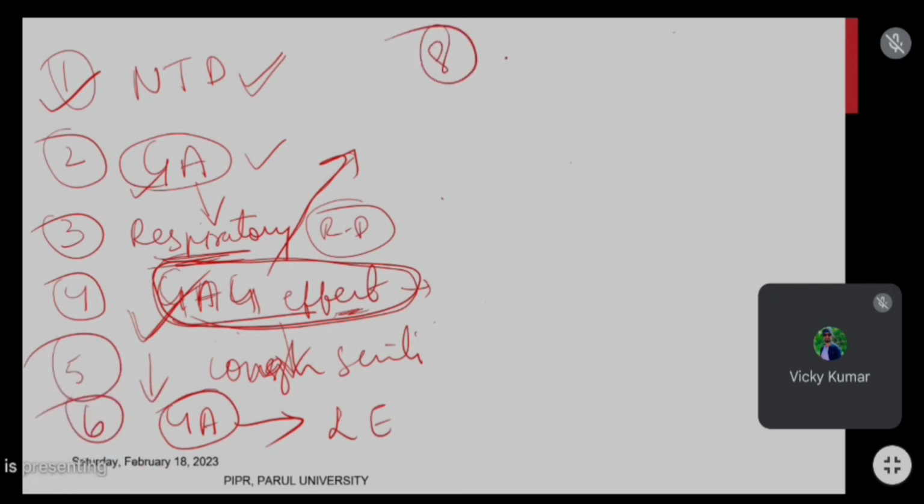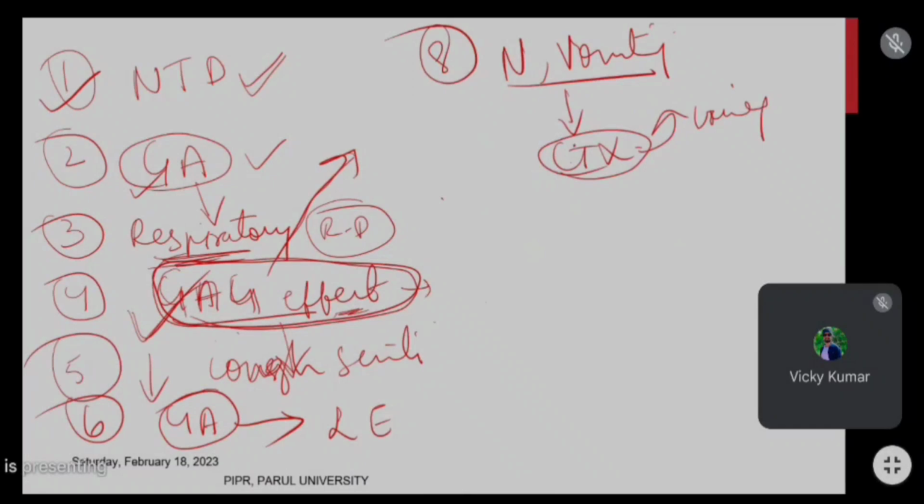Remember, general anesthesia will cause nausea and vomiting. Simple. Because they have direct effect on chemotrigger zone. Okay. They have direct action on chemotrigger zone and it will induce vomiting. So general anesthetics will cause vomiting.